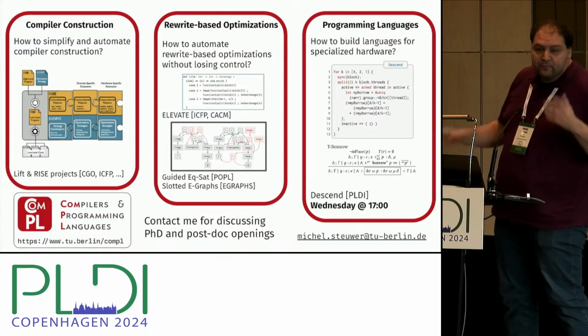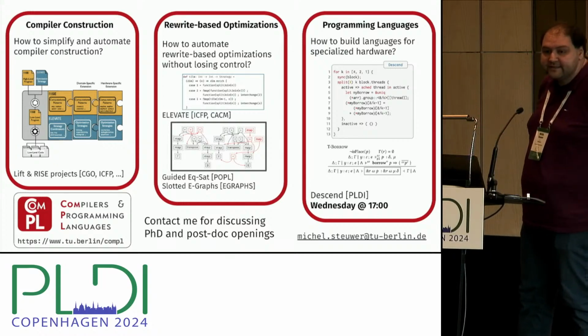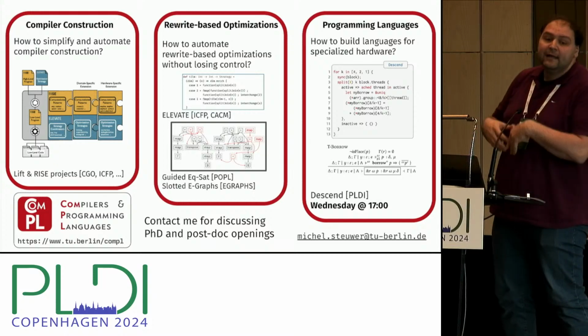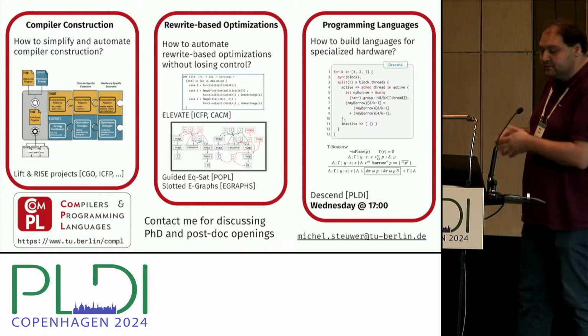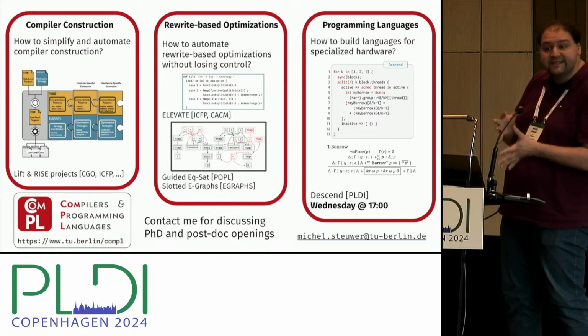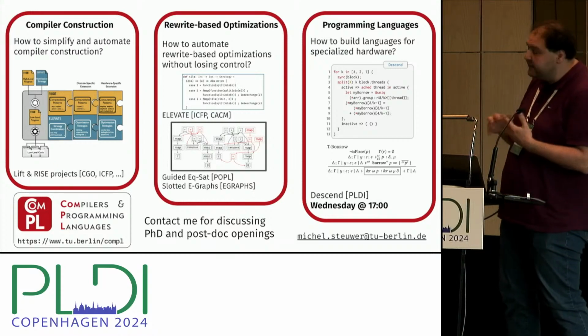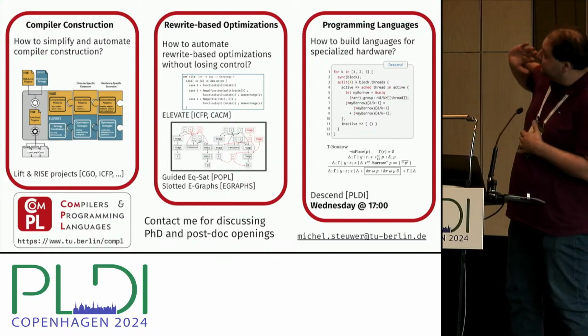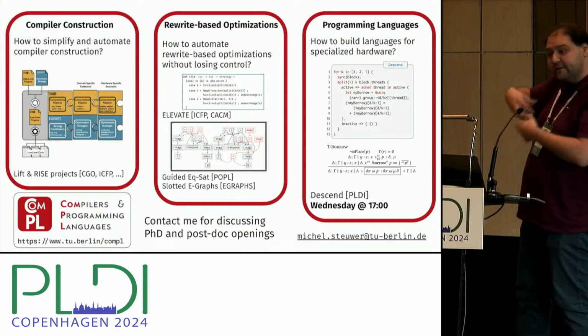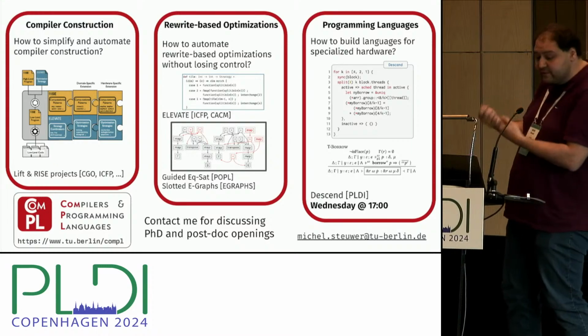And we have a theme where we look a lot into rewrite-based optimization. So we try to express compiler optimizations formally so that we can automate the application, right? But we also want compiler engineers to still be in control to decide what to optimize and how. And so we have done work around Elevate, which is a way to describe scheduling languages formally. So these are languages where you describe what optimizations to apply.